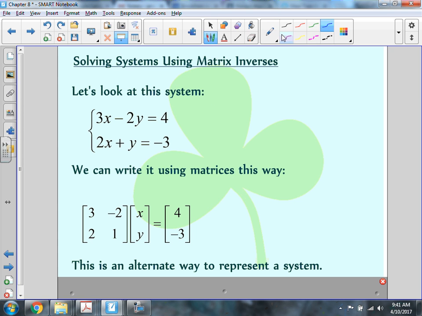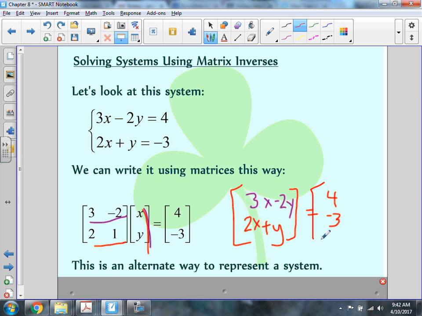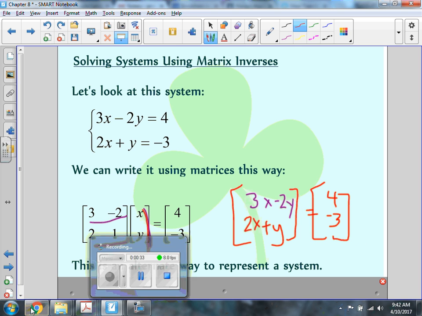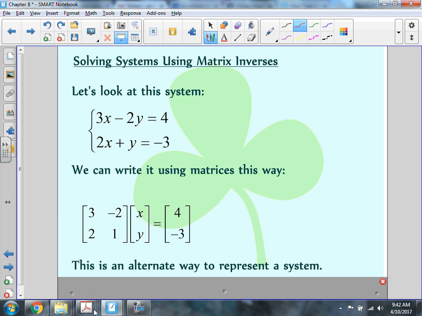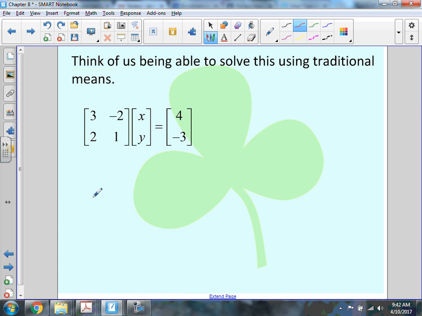And do notice if I multiply these together, let's see, if I do row by column, I get 3x minus 2y, and then I do row by column, and I'd get 2x plus y, and that would equal 4, -3. So you actually get the same thing if you multiply it out, so I just wanted to show you that that is indeed the same. But anyway, you can take this system and write it as a matrix like that, and then we can solve it.